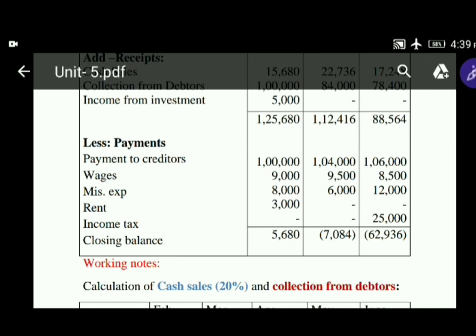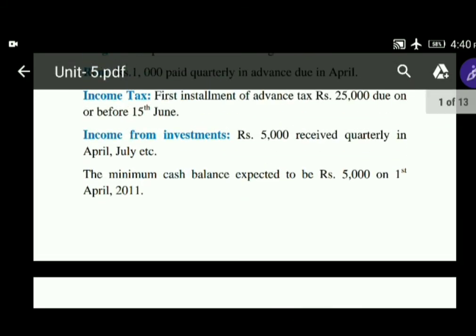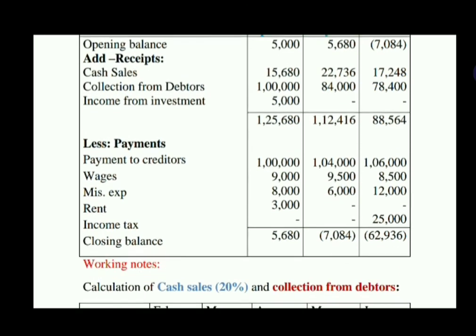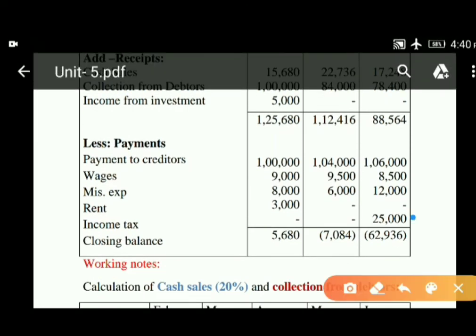Now rent: rent payable quarterly in advance, 1,000 per month. So this should be payable in the month of April. So that is called 3 months. 1,000 into 3, 3,000 should be payable in the month of April. Right. Income tax advance. First installment advance tax rupees 25,000 due on or before June. So in June the amount we have to pay is 25,000. So here the income tax amount has been taken in the month of June.